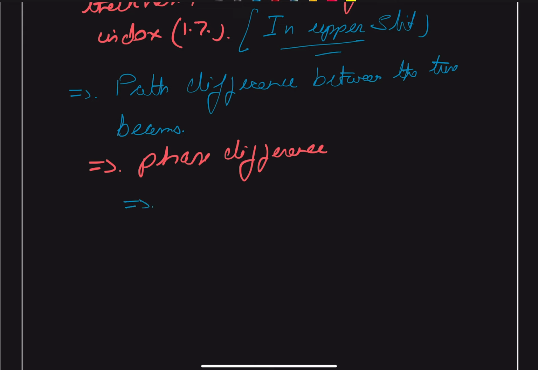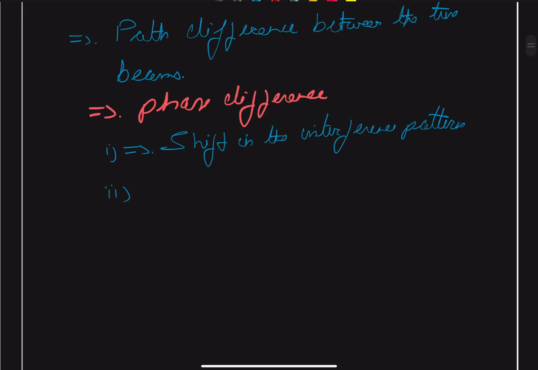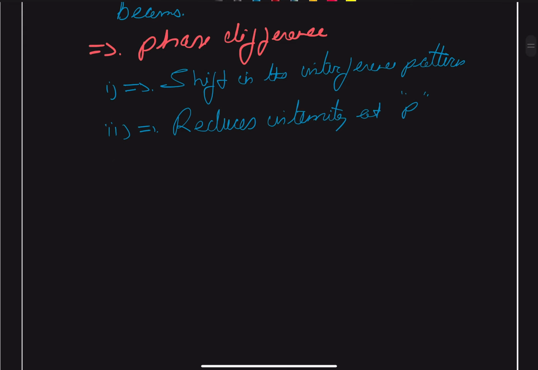First is a shift in the interference pattern, and secondly, there will be a reduction in the intensity at P. And because of this delay, the central maxima is going to move.